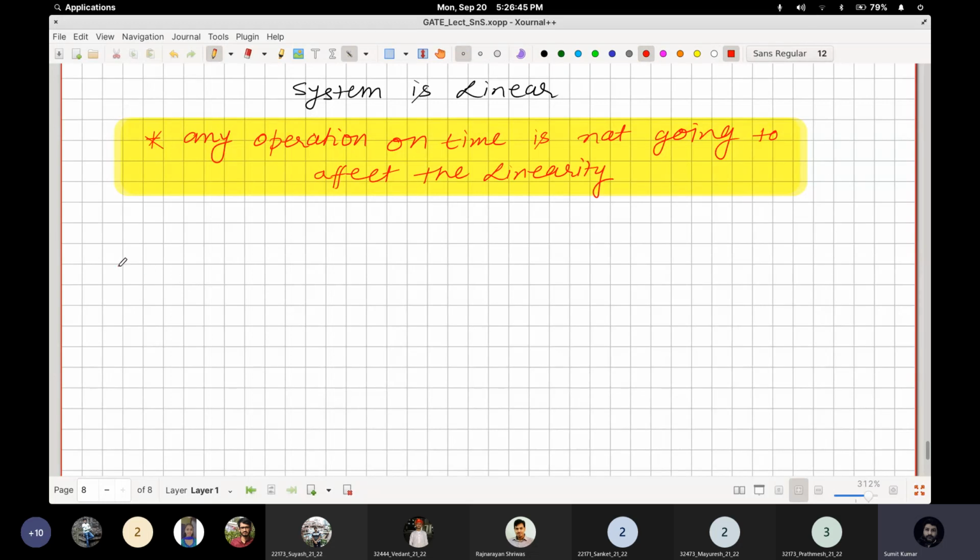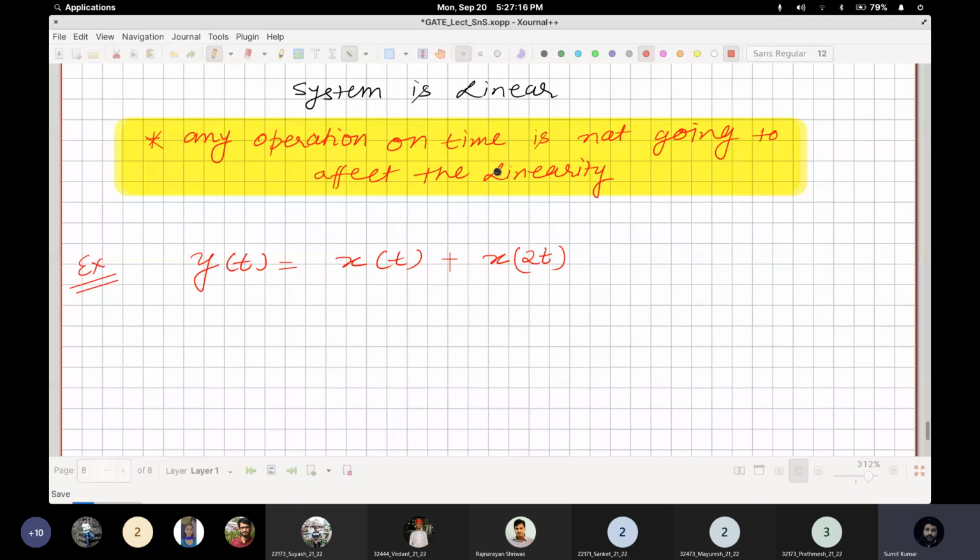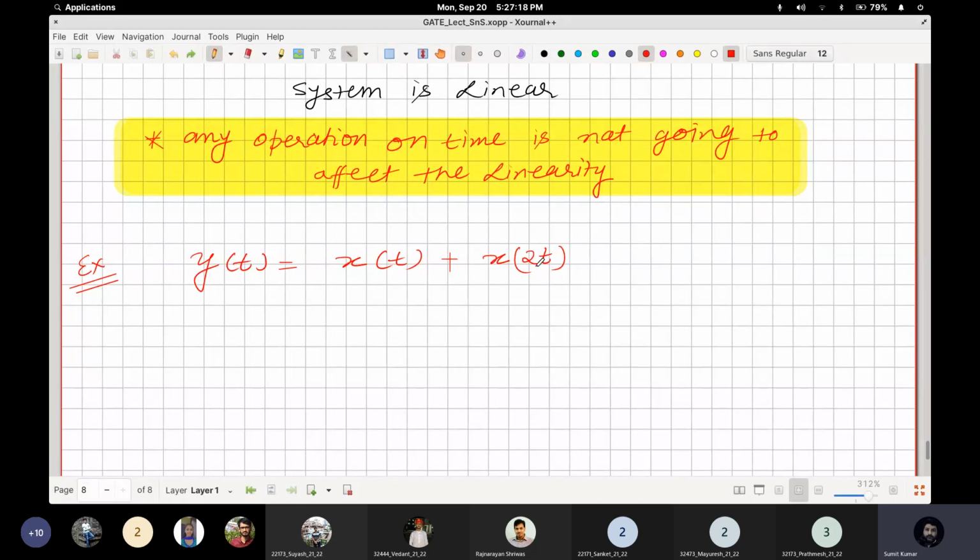Okay, so the next problem that I'm going to give you is again a very good problem, that output y(t) is equal to x of t plus x of 2t. इतना ही रहने दो, let me just put these two only, x of t plus x of 2t. This is the system. Tell me whether this system will be linear or not.